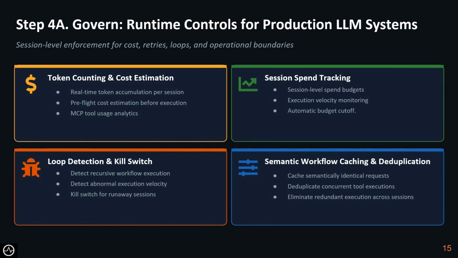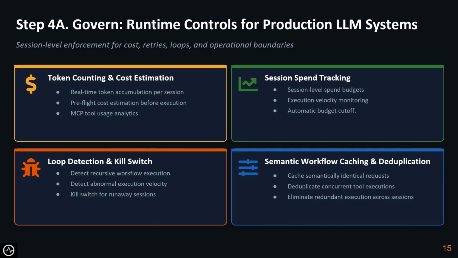In production, governance is not a single feature. It is a collection of runtime controls continuously enforcing cost, execution, and operational boundaries. First, we need token counting and cost estimation. If we can't measure the execution cost, we can't govern it, right? Second, we need session spend tracking. Budget should apply to the entire execution session, not only to the individual request, right?